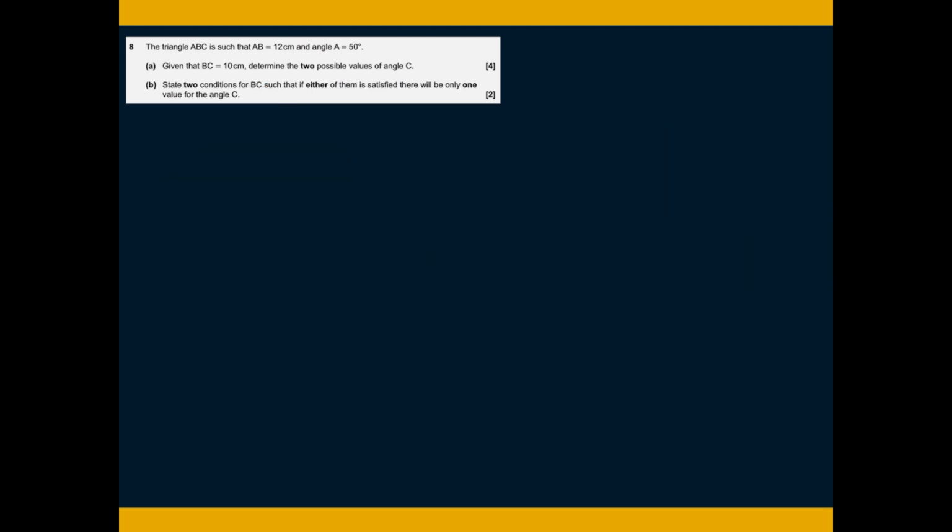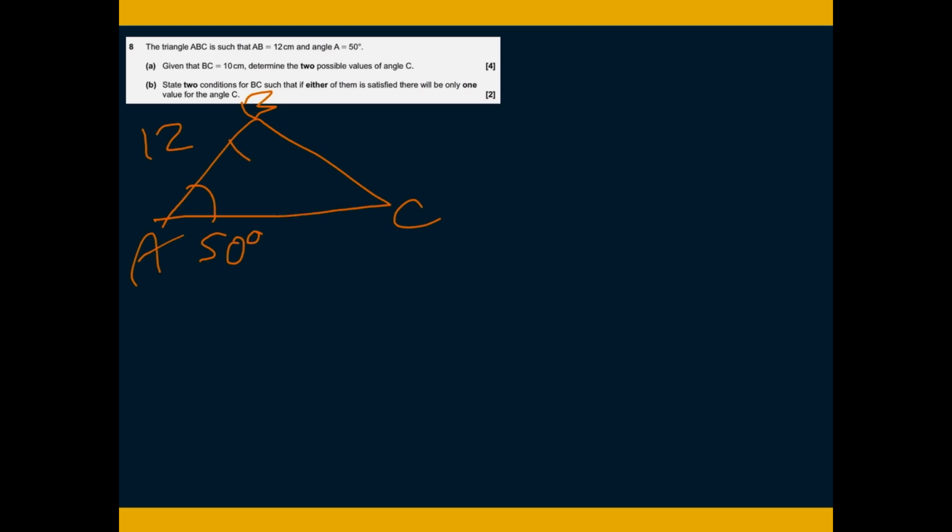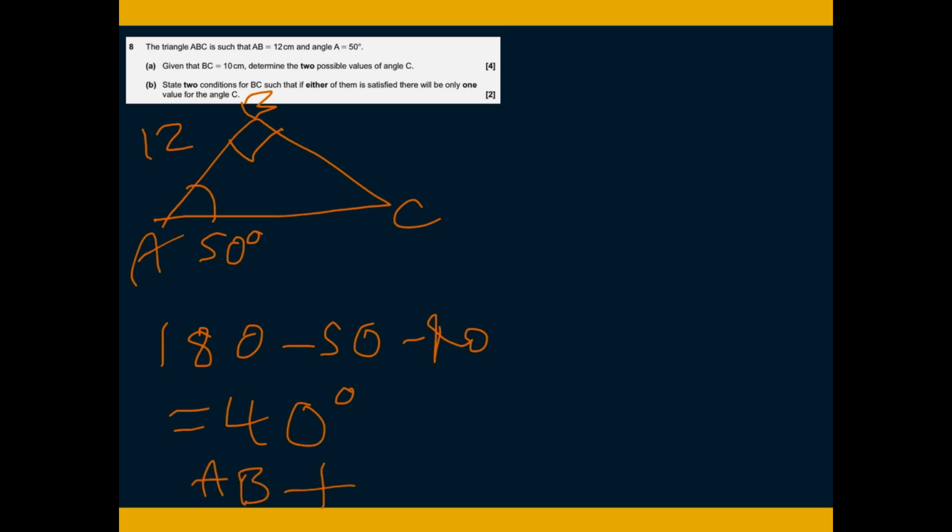Question 8b. State two conditions for BC such that if either of them is satisfied, there will only be one value for angle C. So the first condition could be that if we look at the triangle and we draw it out, A, B, C, 12 centimeters, 50 degrees, the 10 centimeters of BC is no longer needed if B equals 90 degrees. This means that C must equal 40 degrees, as 180 minus 50 minus 90 can only equal 40 degrees. So AB is perpendicular to BC is our first condition.